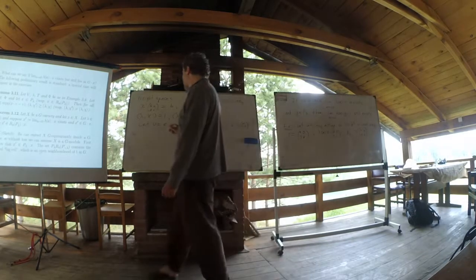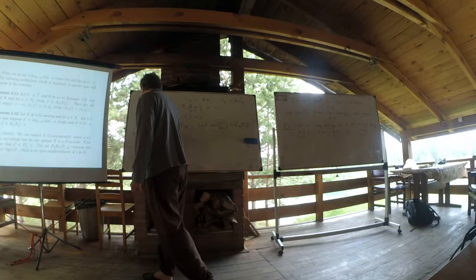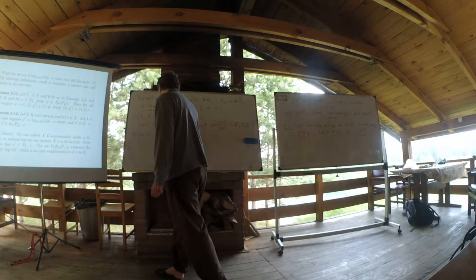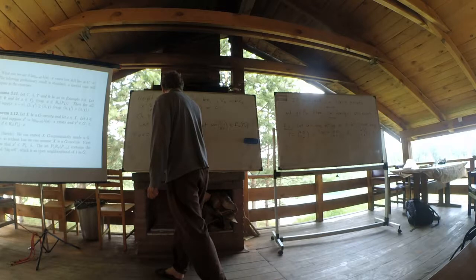And now let's look at u dot v. So what's that going to be? That's just going to be (1, 1), which is e1 plus e2.